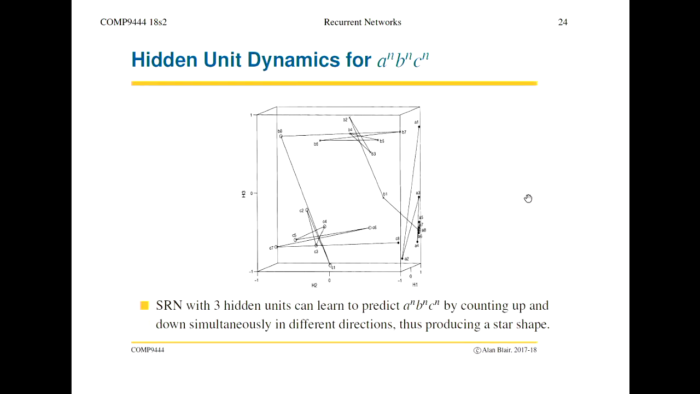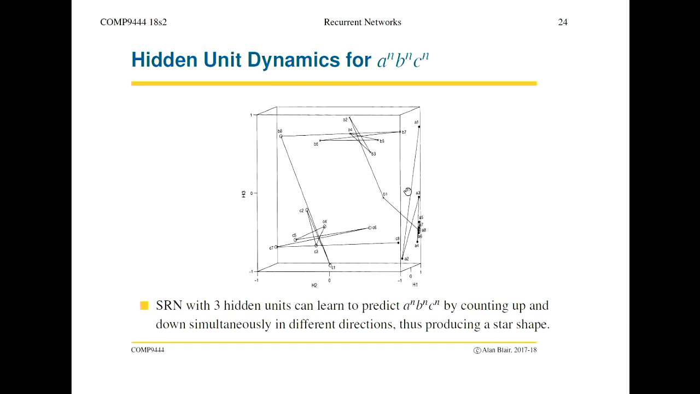And finally, Stefan, Charlotte and I did an experiment for this with A, B and C. We couldn't do it with 2 hidden units, but we did it with 3 hidden units. So this is a 3-dimensional picture of the hidden unit dynamics. It's the same principles as the A and B network, but it's a little bit more souped up.